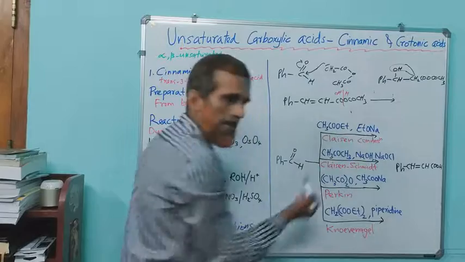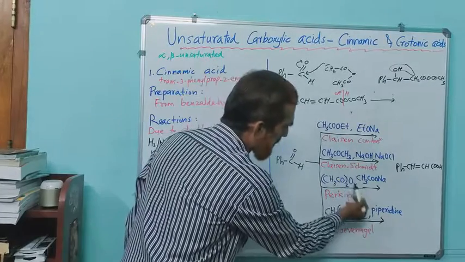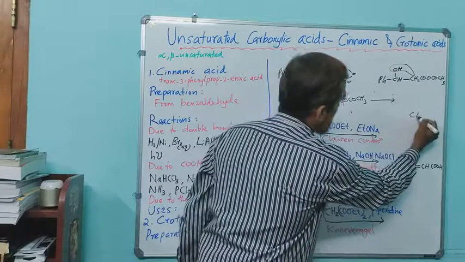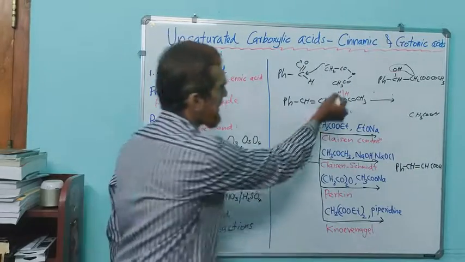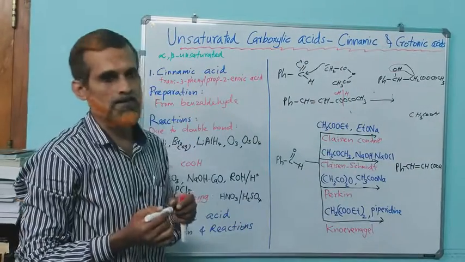This will be broken and ethanol is obtained. Here the byproduct is what? Acetic acid, CH3COOH. That's the only difference. You get cinnamic acid as the main product.